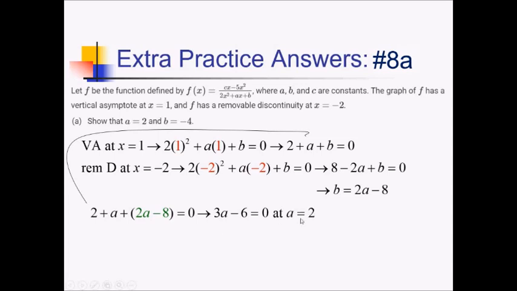And now I can go back to this equation. Well, if a equals 2, then b must be 2 times 2 minus 8. So b must have a value of 4 minus 8, which is negative 4. And so we've proven what we set out to prove, which is that a is 2 and b is negative 4.